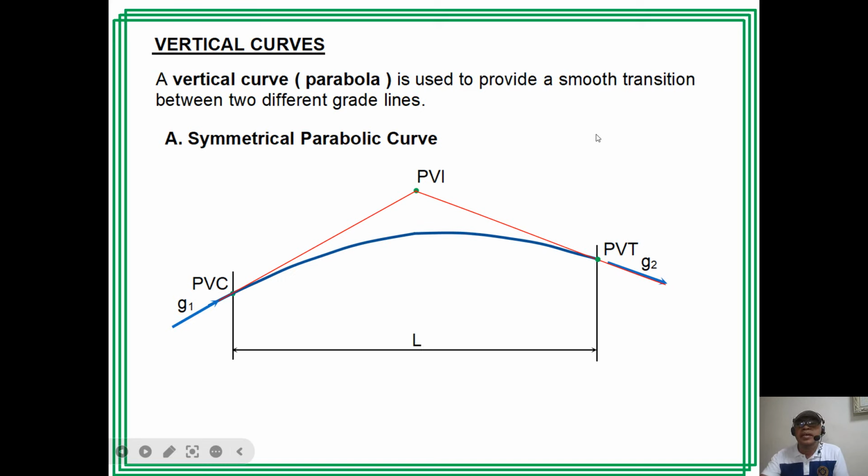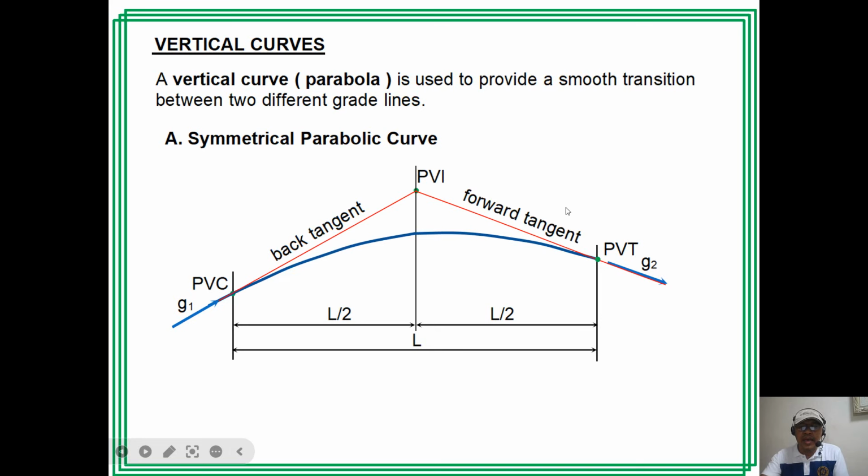Now, we have the total length from PVC to PVT of the vertical curve. Then half of that, we have L over 2, L over 2. So we can say that the vertical curve here is symmetrical. Okay. So G1 is called the back tangent containing the PVC, and G2 is the forward tangent containing the PVT.